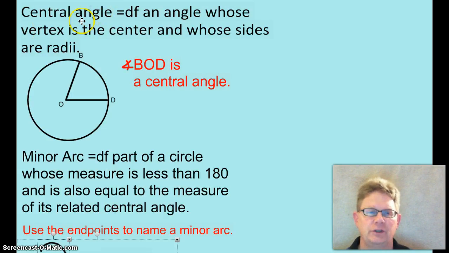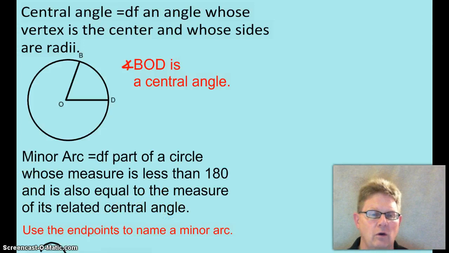A central angle is defined as an angle whose vertex is the center, O, and whose sides are radii, OB and OD. So angle BOD is a central angle. A minor arc is defined as part of a circle whose measure is less than 180 degrees and is also equal to the measure of its related central angle.